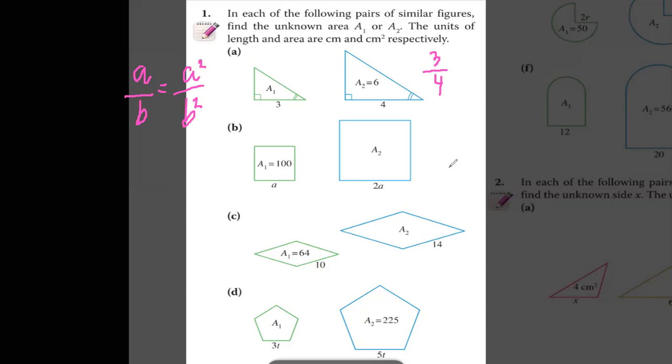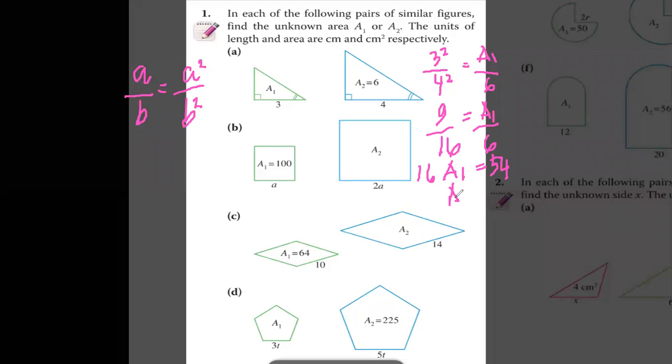Squared equals A1 over A2. A2 we already know the number, 6. So 9/16 equals A1/6. So 16A1 equals 9 × 6, 54. So the area of the first triangle is 54 divided by 16, 3.375 centimeters squared.